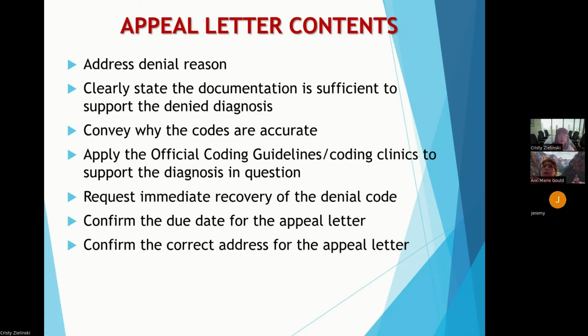And appeal letters. This is just a quick overview of what the contents may include. Address the denial reason. Clearly state the documentation is sufficient to support the denied diagnosis. Convey why the codes are accurate. And always utilize the official coding guidelines or Coding Clinics to support the diagnosis in question. Request immediate recovery of the denial code and confirm the due date for the appeal letter, as well as confirm the correct address for the appeal letter.